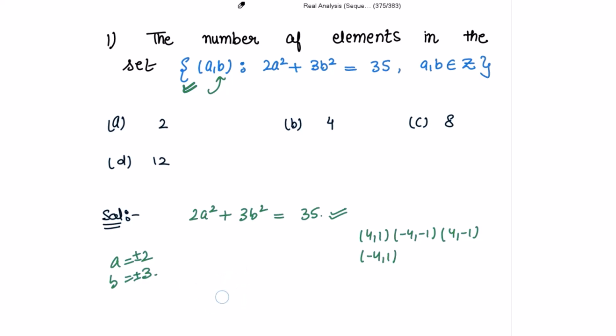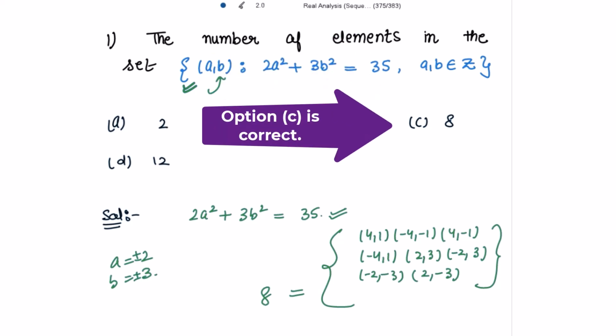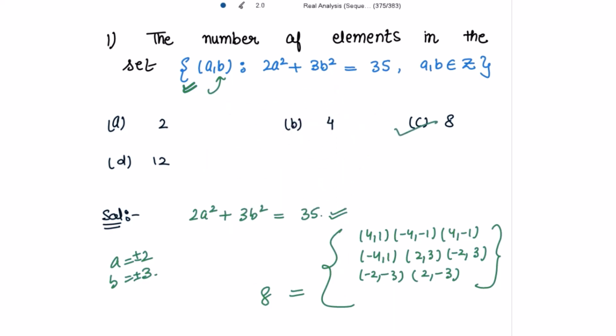So what are the other sets of values? It can be (2, 3), (-2, 3), (-2, -3), and (2, -3). So how many sets of values are we having? We are having a total of 8 sets of values, right? Can there be any other sets of values for a and b so that this equation holds? I don't think so. Right? Let's move on to the next question.